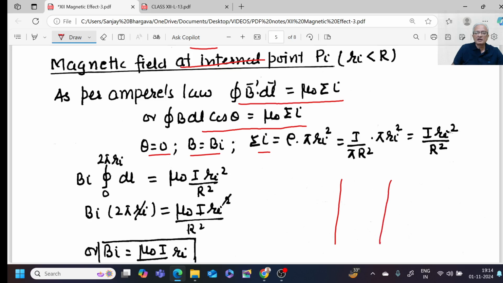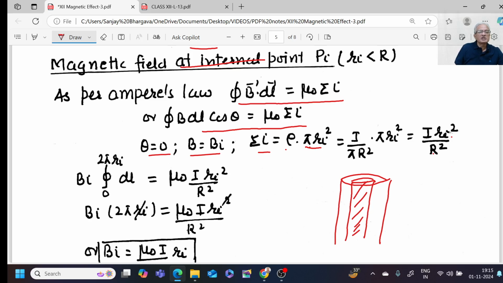This represents a conductor of radius R. In this conductor, we are assuming a small section through which the current is made to pass. So we are interested in the current passing through this internal part of the conductor. So we calculate summation I, current density into area of cross section of the internal section, that is pi into Ri square. Rho was equal to I upon pi R square. So the current that would be enclosed inside the part would be I into Ri square upon R square.